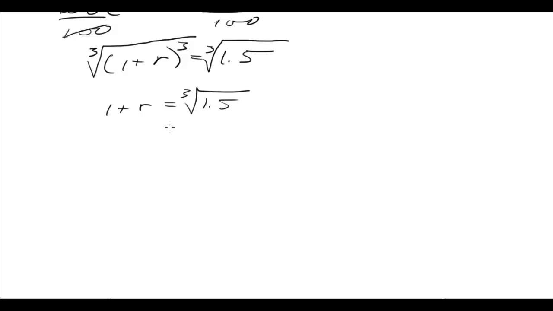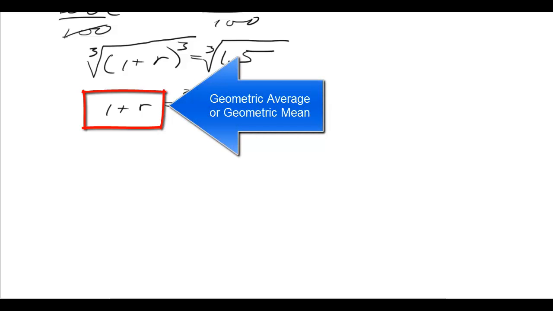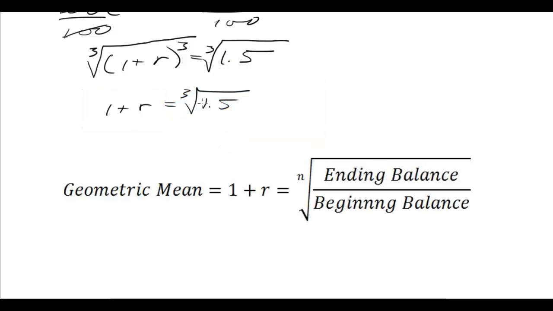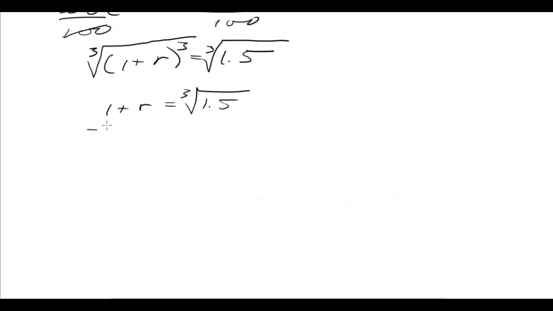Now, we're going to generalize this formula later. 1 plus r is the geometric mean, and it's equal to the nth root, where n is the number of years, of the ending balance over the beginning balance. But what we're really interested in is the compound annual growth rate. And to get that, we're going to subtract 1 from both sides. When we do that, this is 0, so that doesn't add anything. So we're left with r. r equals the cube root of 1.5 minus 1.